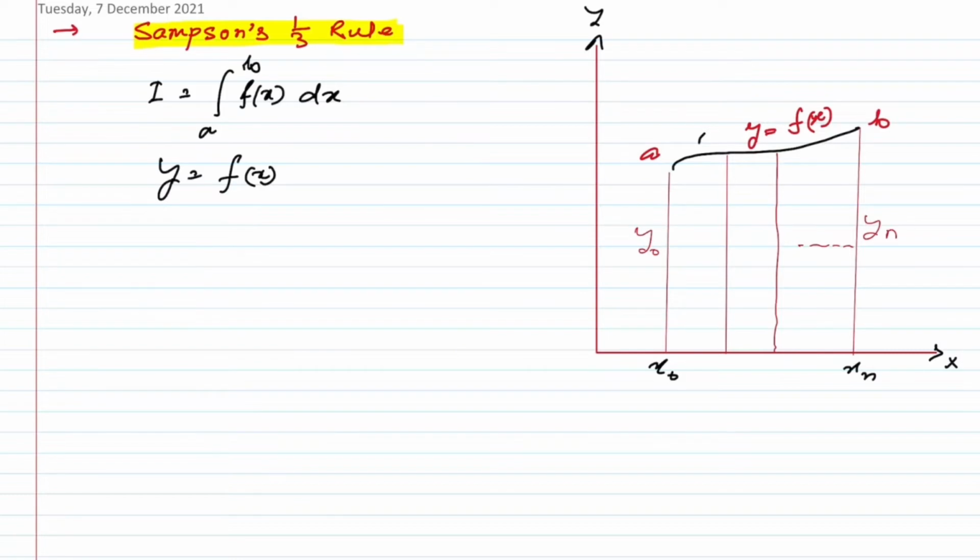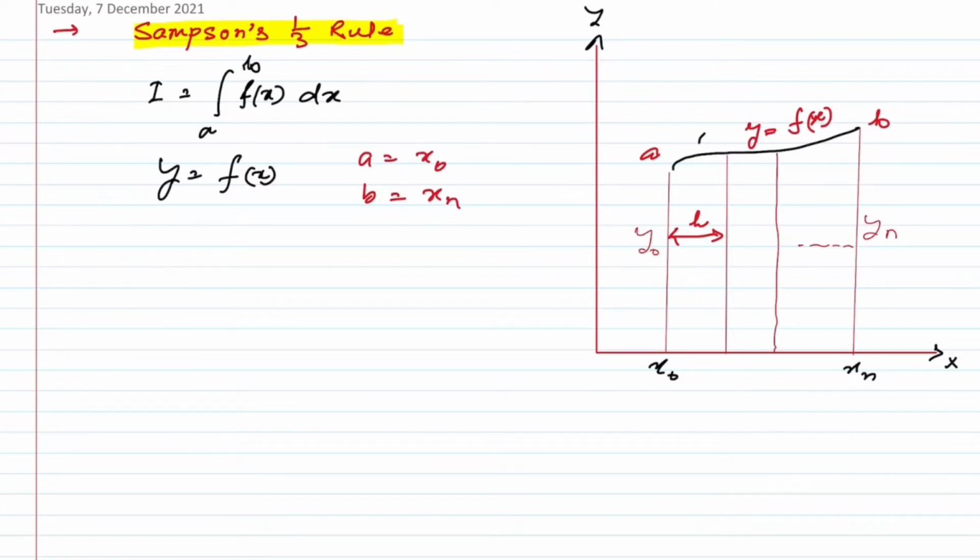So again we have made n number of intervals of width h, such that in this case a is equal to x naught and b is equal to xn, and the width is h. Okay, so hope you have understood this.